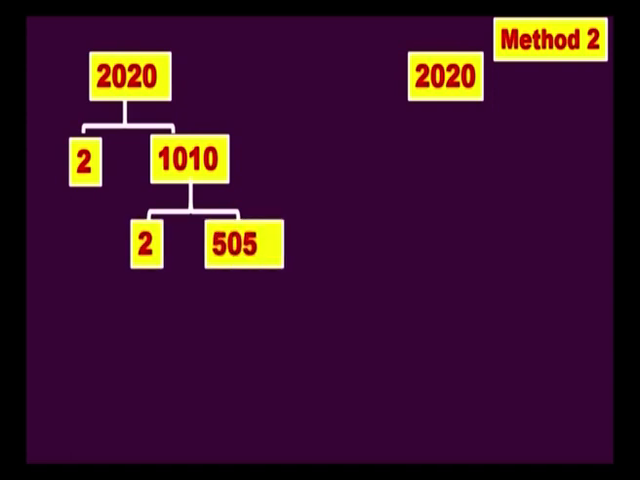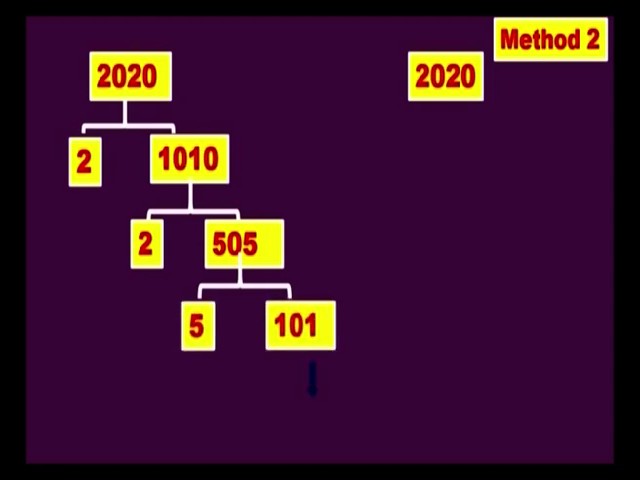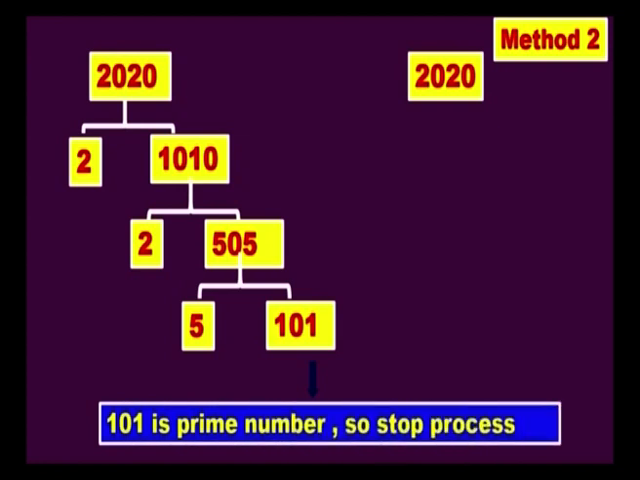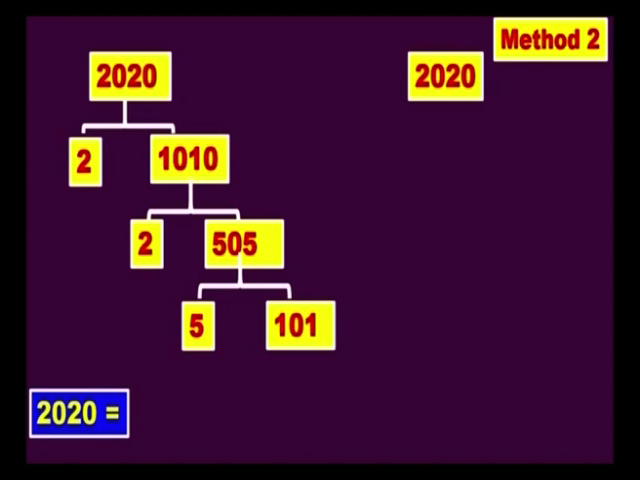So 2020 I can factorize as 2 and 1010, and 1010 further can be factorized as 2 and 505. Then 505 can be factorized as 5 and 101. Here if you observe, 101 is a prime number, so stop the process. So I can write the prime factorization: first prime number 2, another prime number 2, another prime factor 5, and the last prime factor 101. So I can write 2020 is equal to 2 into 2 into 5 into 101.